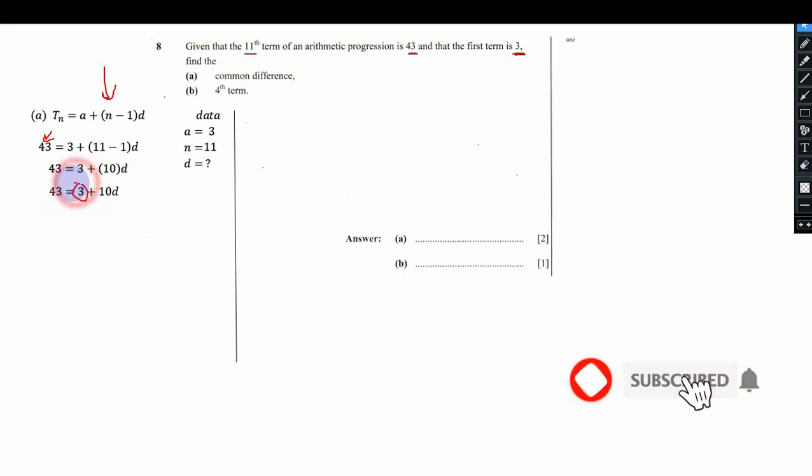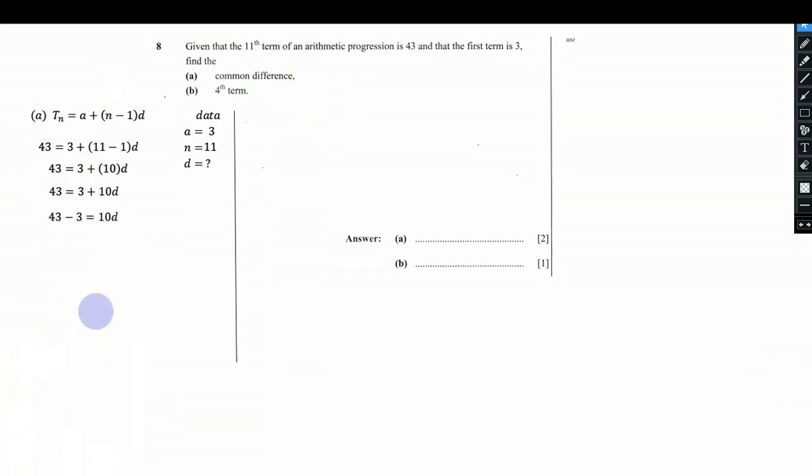And then here we want to remain with 10d. So the positive 3 will have to cross the equal sign. Okay, when it crosses going that other side, it becomes a negative. So 43 minus 3, the answer is what? 40. And then we divide by 10. The answer, common difference, is a 4. Okay, so we have our final answer there as d equals 4.